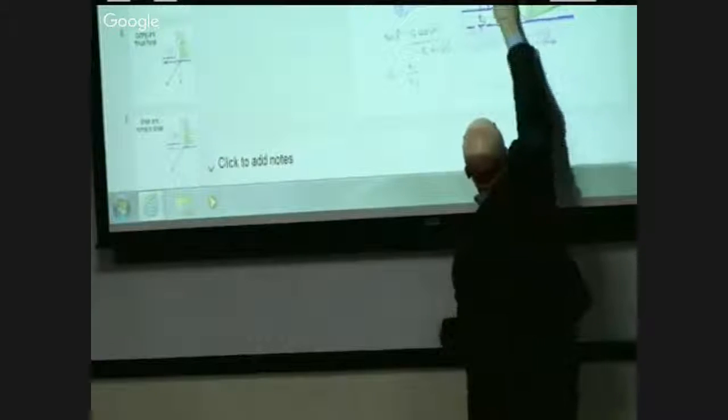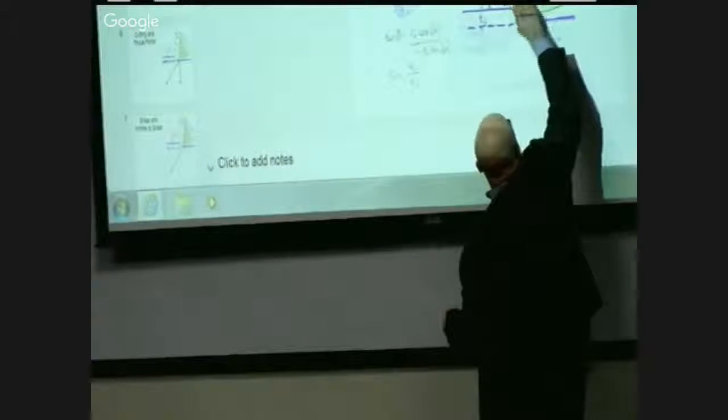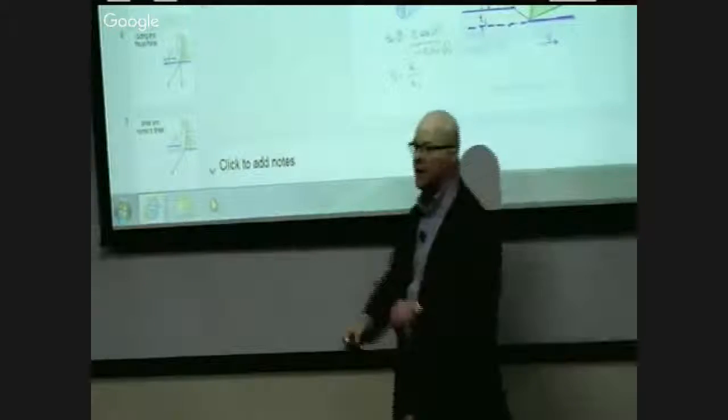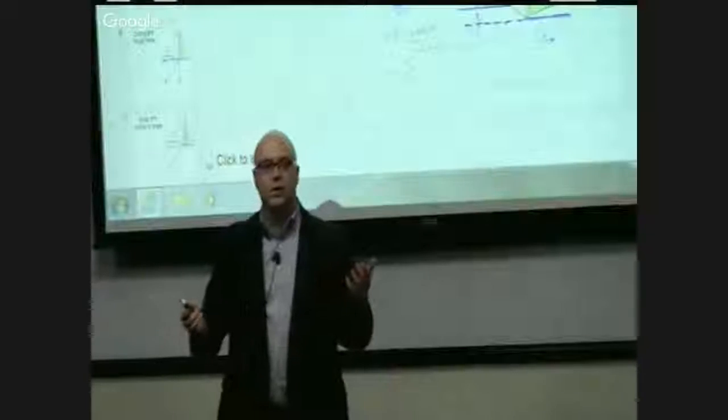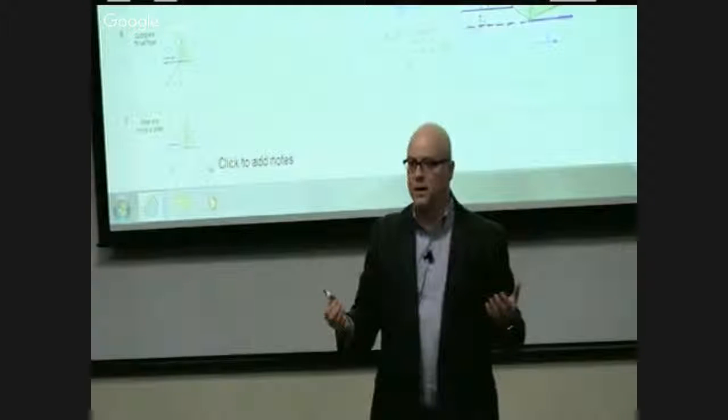So I've got a cutting force and a thrust force. They add together to make P. I've got a shear force and a force normal to the shear. They add together to equal P. I've got a friction force and a normal force. They add together to equal P. So if I have three orthogonal force systems, I can move from one to the other, right?